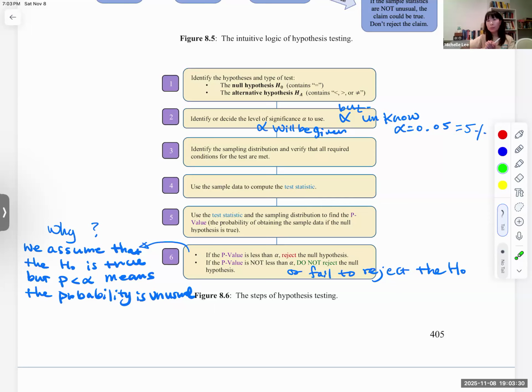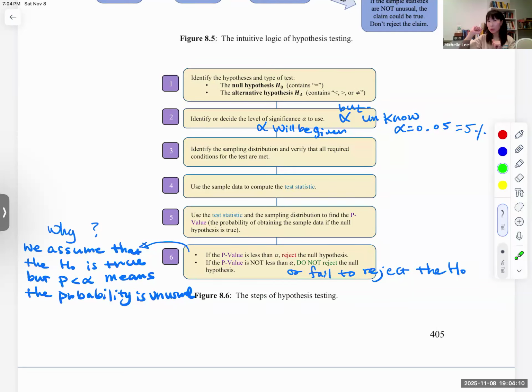So the p-value is less than alpha, where alpha is the level of significance. It will be given, it could be 10% or 5% or 1% or 3%. Then under the null hypothesis being true, right, we get the p-value, which is a tail probability. It can be left tail or right tail or two tail, right? So if that probability is less than alpha, it means unusual, a tiny number, right?